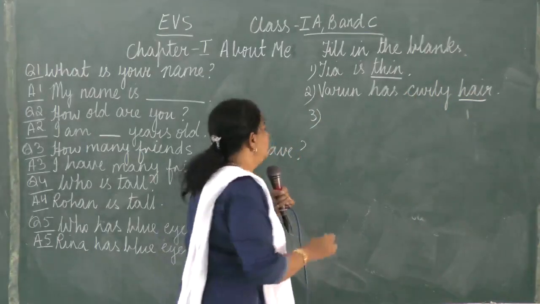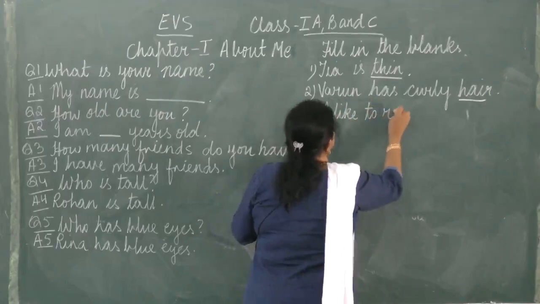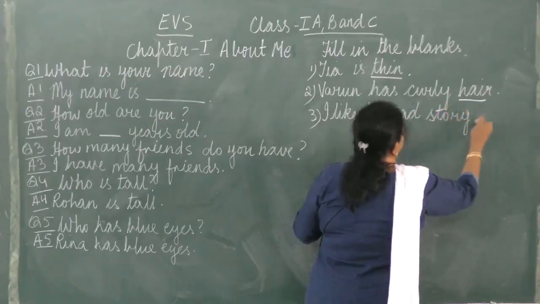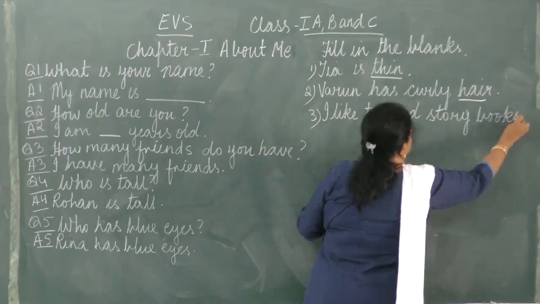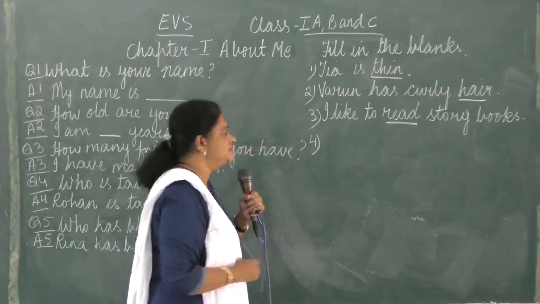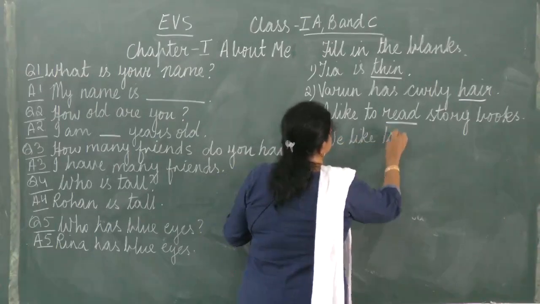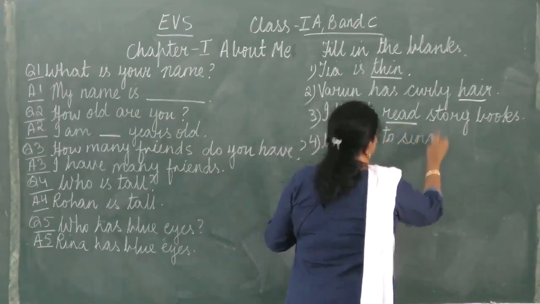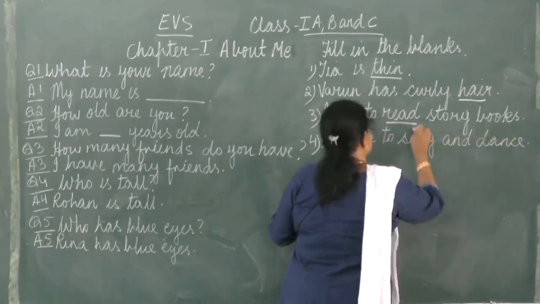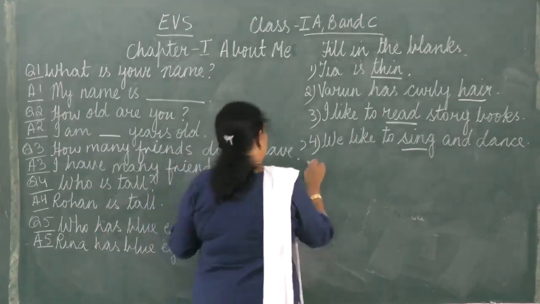Three, I like to read story books. Number four, we like to sing and dance. Underline sing.